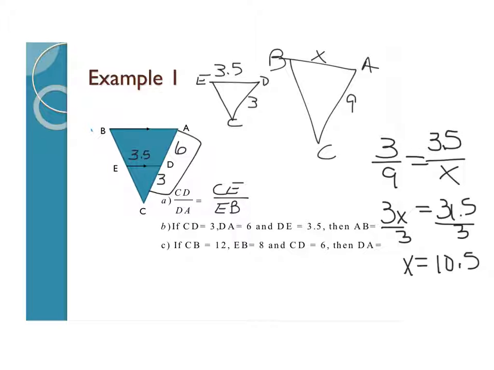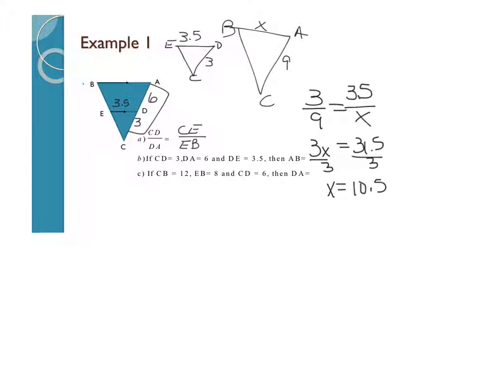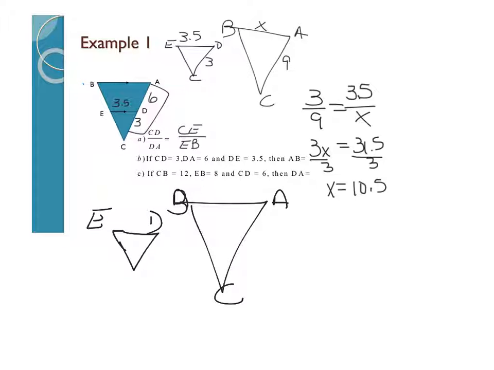Let's look at part C. Let me redraw. So I've got the little one and the big one. E, A, C, E, D, C. So it's telling me that CB is 12. So this whole thing is 12. And then it says EB is 8. Let's put this in red. And this one's 8. And then CD is 6. So CD right here is 6.